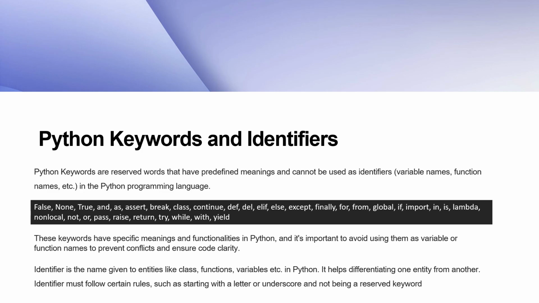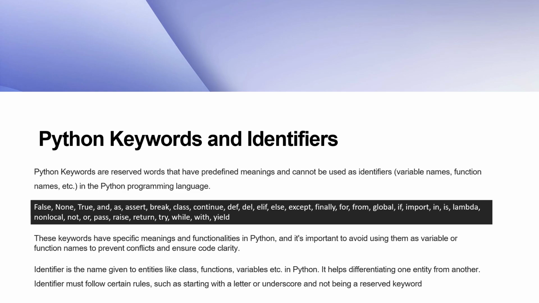Some common Python keywords include, you can see, False, None, True, if, else, and many more. These keywords have specific functionalities, and using them as variable names would lead to syntax errors. So if you are defining a variable name, you cannot use these common keywords as variable names.